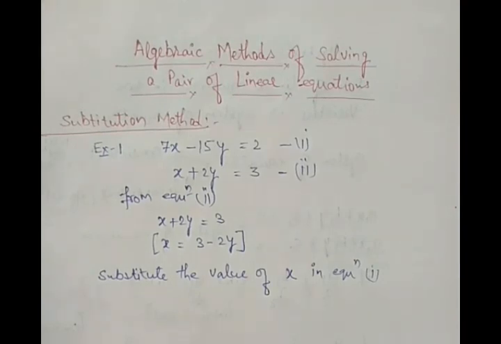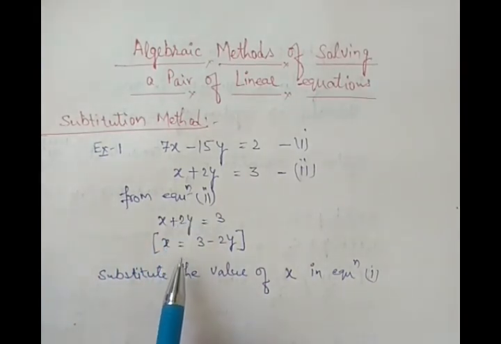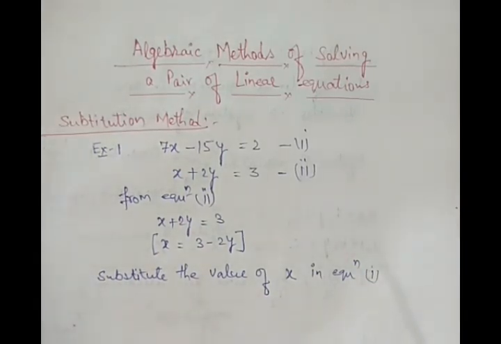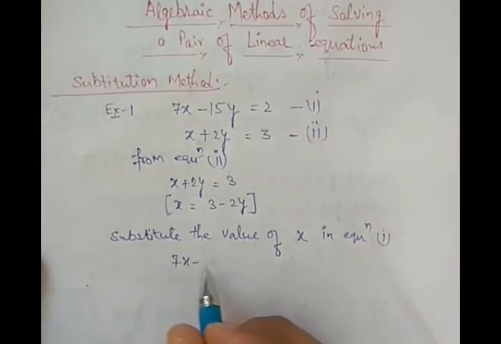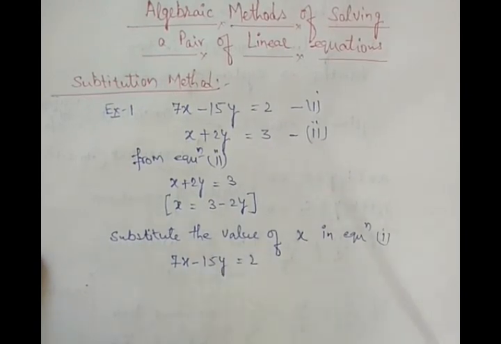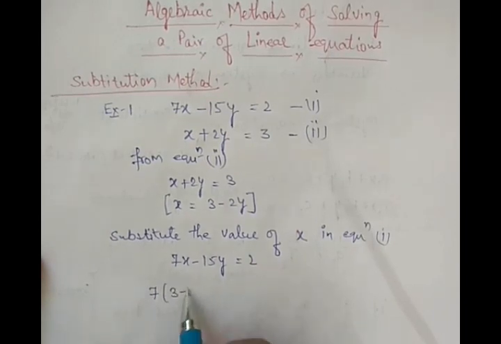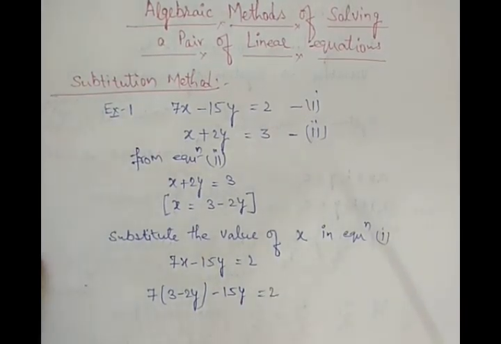Remember one thing here: if you have utilized equation number 2 in the first step, then the value of x will be substituted in the other equation, not the same one, because if you substitute the value of x in the same equation, you will get nothing, just the same equation one more time. So on substituting the value of x in equation number 1, 7x minus 15y is equal to 2, this will be 7 times (3 minus 2y) minus 15y is equal to 2.